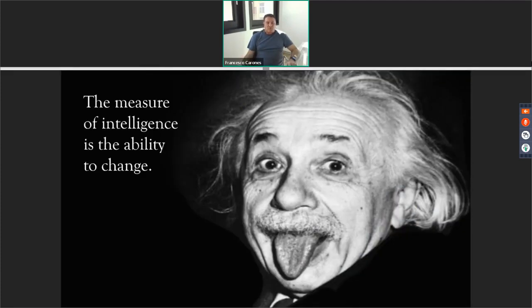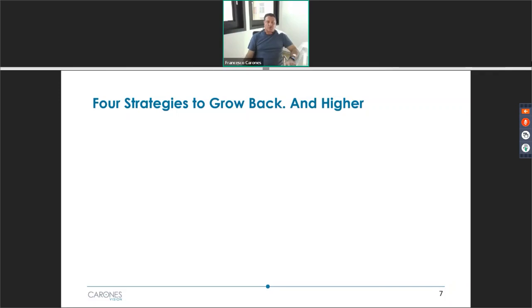We need to change. One of the big scientists of the last century said that one of the measures of intelligence is the ability to change. And here is exactly where we are. We are called to change, maybe for a short period of time, most likely for a longer one, the way we do our job. Not in terms of surgery, not in terms of consultations, but in terms of organization. This is going to be a huge change that we have to take. From my point of view, I see 4 different strategies that may help us grow back and, as I hope, get even higher.